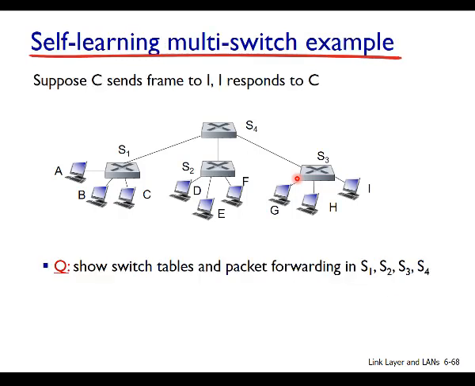Let's just say, for example, C sends a frame to I, and then I responds to C. Okay? So what would the switch tables and packet forwarding look like in switches S1, S2, S3, and S4? I'll leave that as an exercise for now, and later on I will show you what the answers ought to be.